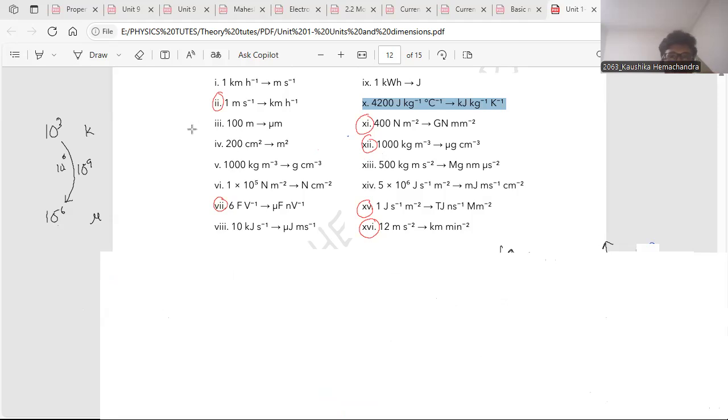So there are 3 units now. 500 kilograms meters per square second going into megagrams, nanometers per square microsecond.